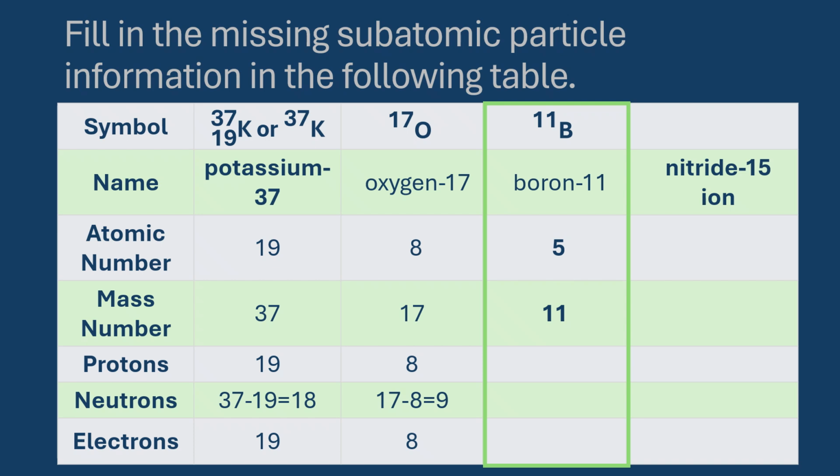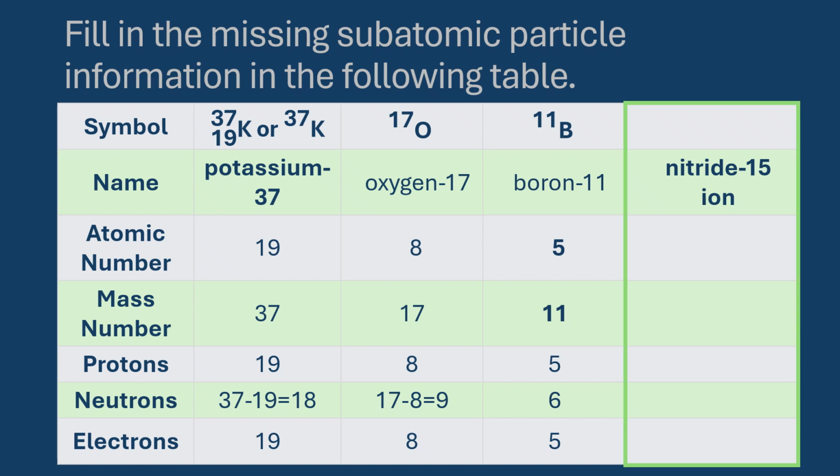This has an atomic number of 5 and a mass number of 11, and I can use those two pieces to figure out the protons, neutrons, and electrons. There are 5 protons because that corresponds to the atomic number. There are 6 neutrons here because I can take the atomic number and subtract it from that mass number. 11 minus 5 will give me 6. I have a neutral species, so I must have the same number of protons as I do electrons.